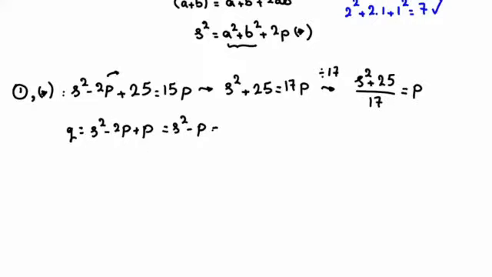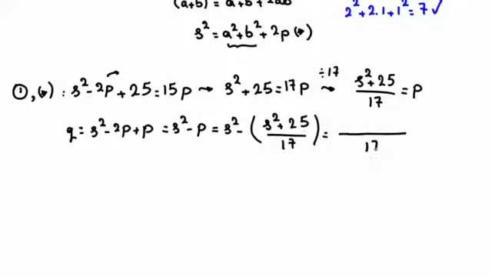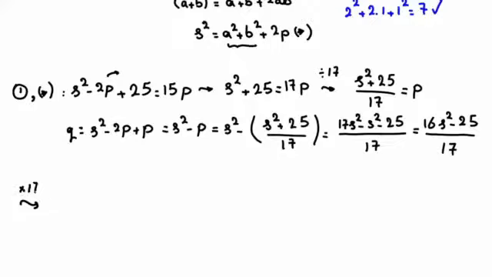Now here we have s squared minus (s squared plus 25)/17. Using the common denominator 17, this equals (17s squared minus s squared minus 25)/17, which is (16s squared minus 25)/17. It's very nice because it is a subtraction of two perfect squares. Now we multiply both sides by 17, so 17q equals 16s squared minus 25.